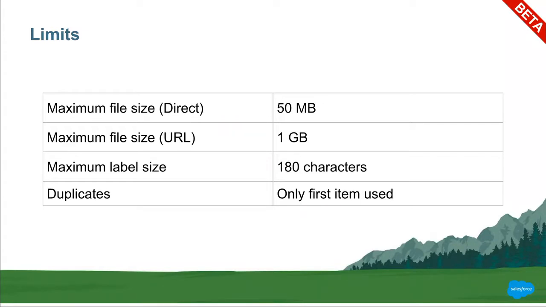If you use the URL method, where you have it on Dropbox and you pass in the URL itself, you can use up to a gig. The labels themselves have a character limit of 180 characters, so just be aware there. And then duplicates, only the first item is used. So even though someone may have made the same comments, and there are many of those, it's only going to look at the first example and get rid of the duplicates.